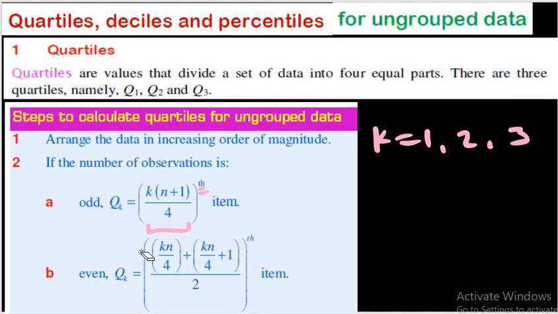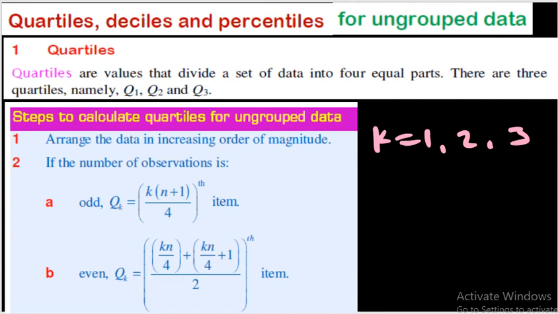But if it is an even number of data, what to do? Qk will be kn over 4 plus the next formula. This one you can ignore, because once you get kn over 4, for example, if this comes 4, the next one will be 5, then divide by 2, to the power of th. The th will tell you again the position. Better to see by examples, then it's going to be simpler.